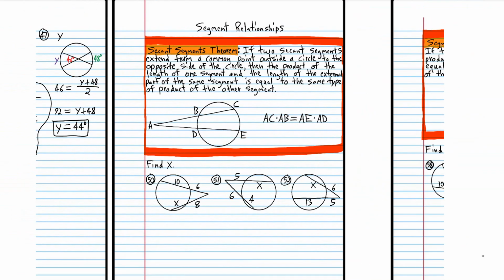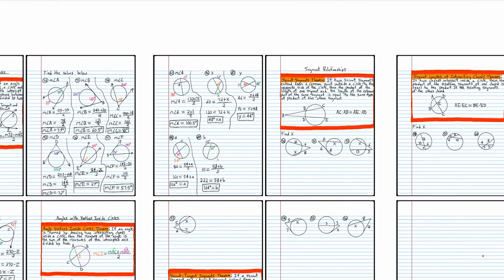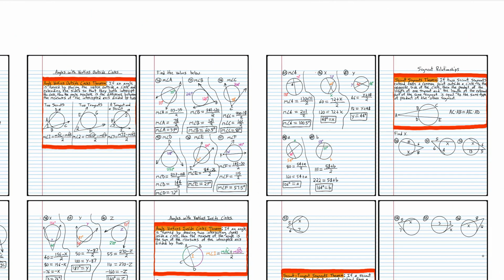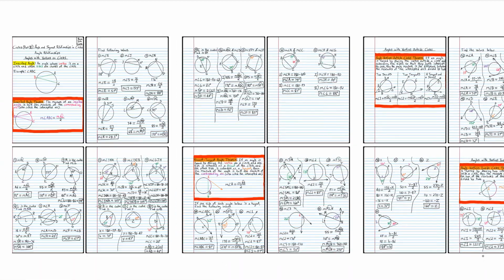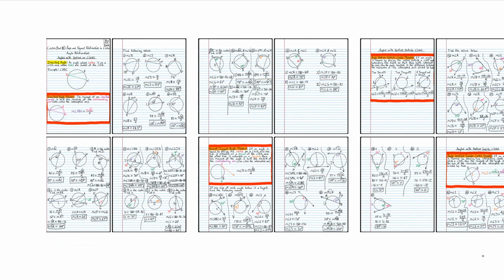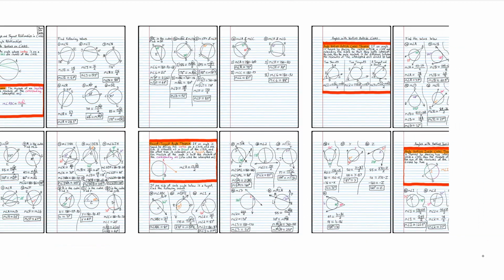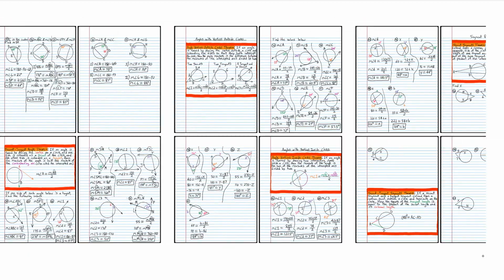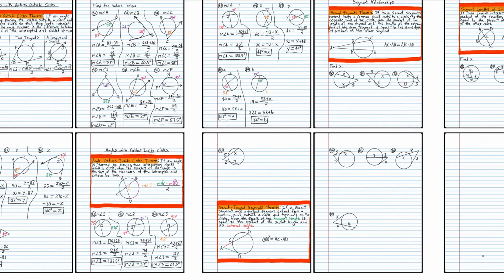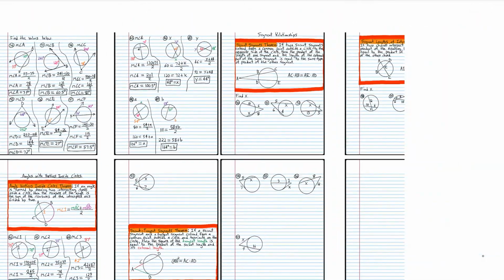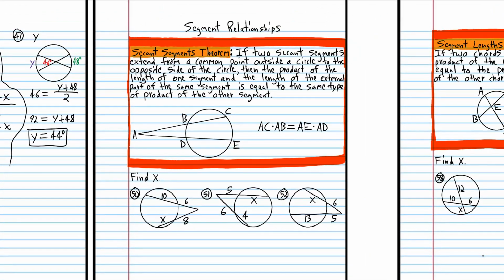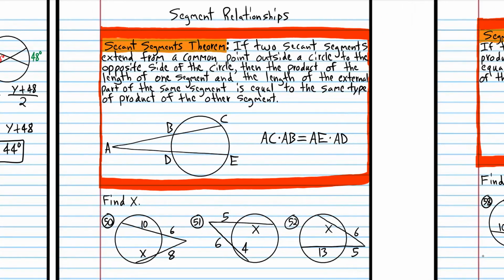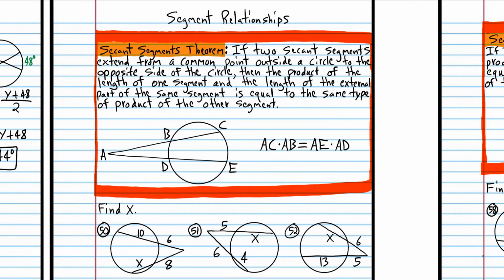On to segments. So in all the problems that we've done so far, we're dealing with angles relating to circles. So we talked about, again, inscribed angles, angles where the vertex is on the circle, where it's outside the circle, and where it's inside the circle. And now we're going to, not angles anymore, but now we're going to segments, segment relationships. So the first segment relationship is the secant-segments theorem.